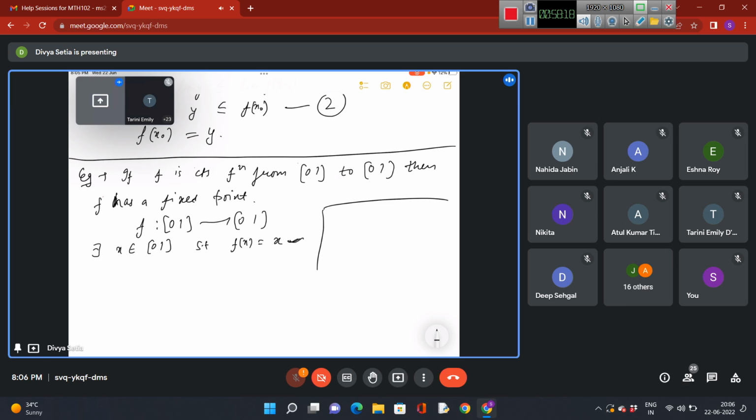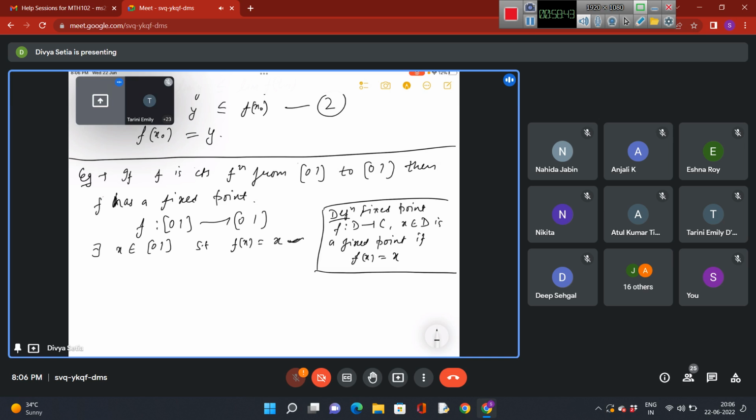So first I'll give you the definition. What is the meaning of a fixed point? Fixed point means if f is any function from D to C, x belonging to D is a fixed point if f of x is the same as x.